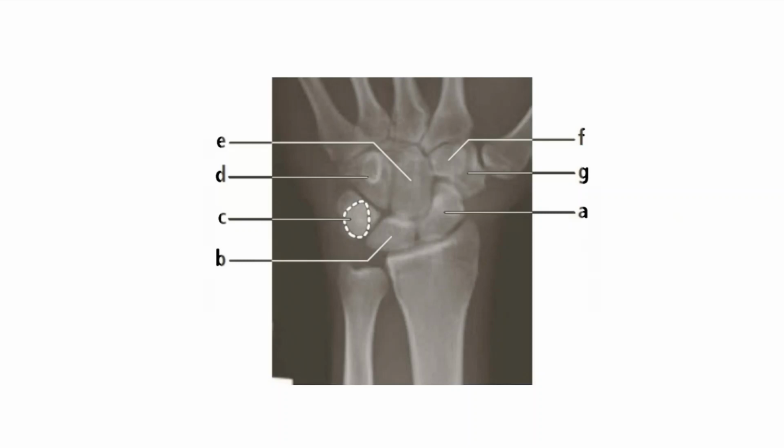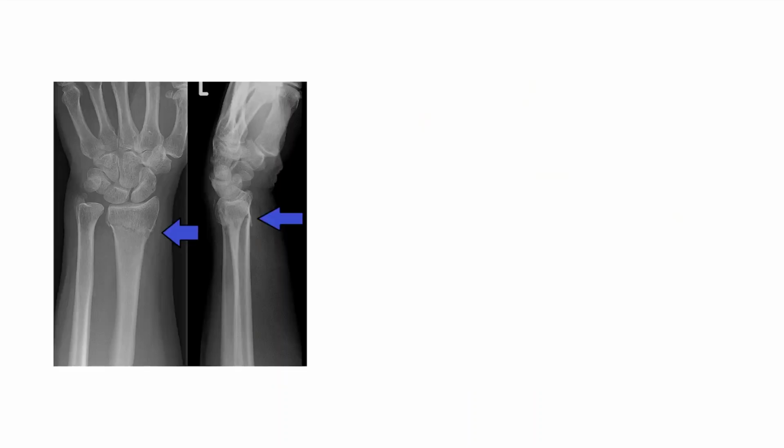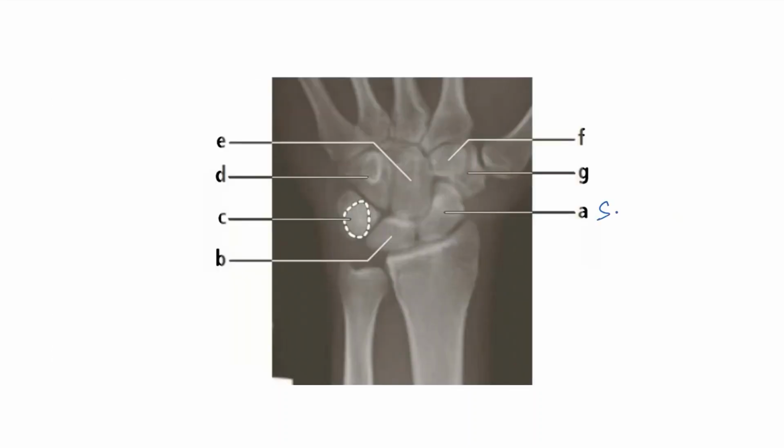Now, let us mark the structures in this X-ray. A is scaphoid. B is lunate. This bone is triquetral. C is pisiform.